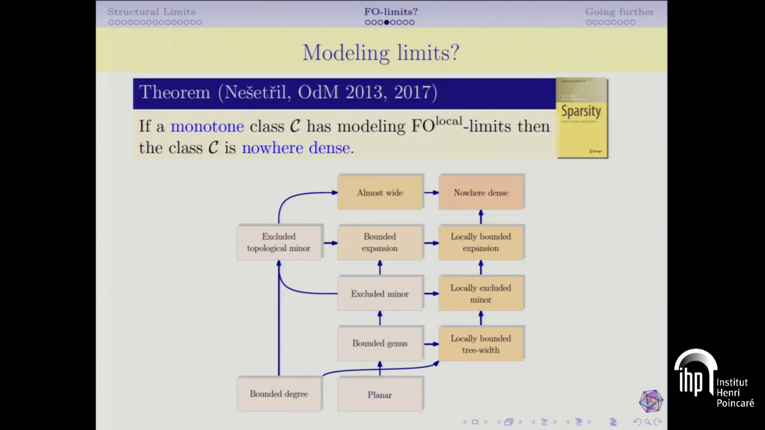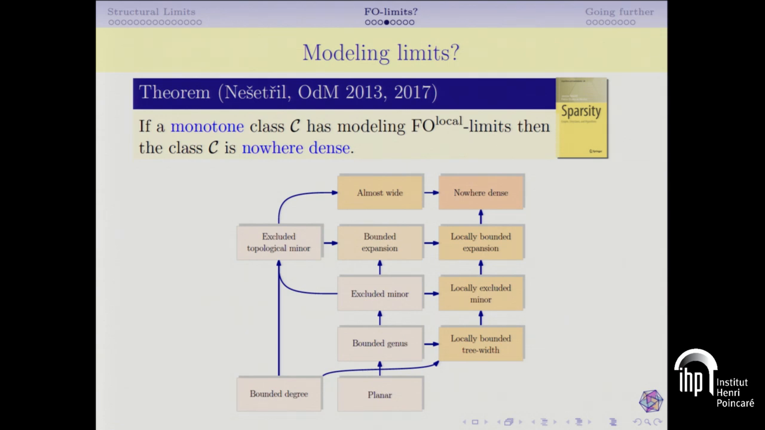So the question is, how much can you push this? And there is a very nice limit to this process: if you have a monotone class of graphs for which you can't find a modeling FO local limit, then this class has to be nowhere dense. And what is a nowhere dense class of graphs? Well, it's easier to say what is a class which is not nowhere dense. A class of graphs is not nowhere dense if for some p, you can find arbitrarily large cliques, with all the edges subdivided p times, as subgraphs of some graph in your class. So, for instance, if in your class you can find graphs with arbitrarily large cliques, it is not nowhere dense. If you can find arbitrarily large one-subdivisions of cliques, it is not nowhere dense.